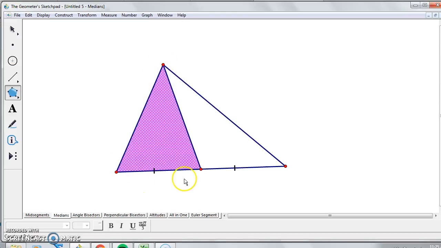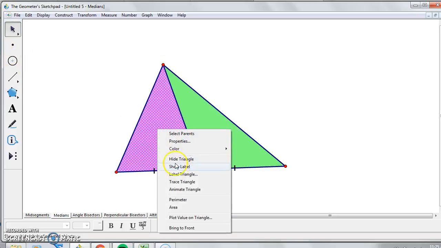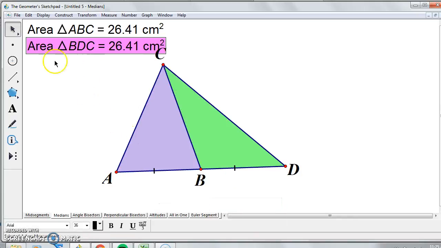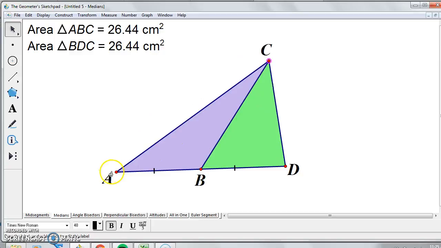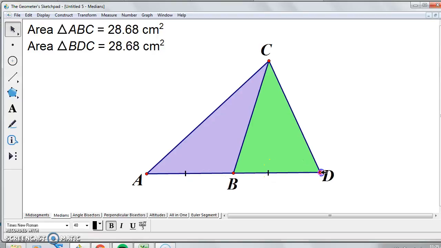And then go back and construct the interior to this triangle. And then measure the area there, and then measure the area there. Okay, pretty interesting. No matter how I move it, these two areas are going to be the same. They're going to be equal. Now, why is that? Well, how do we find the area of a triangle? It's the base times the height.